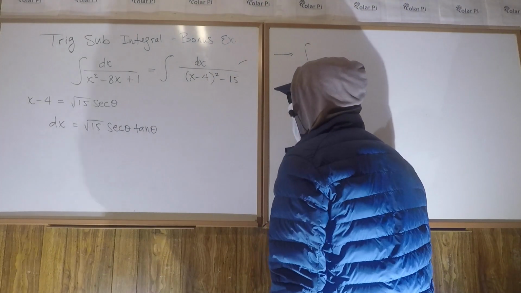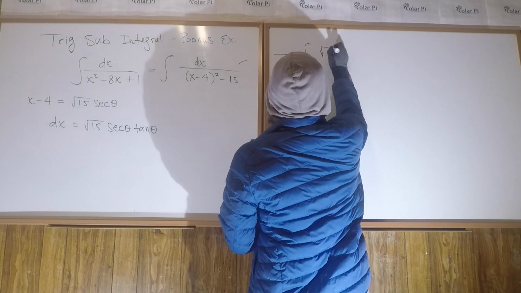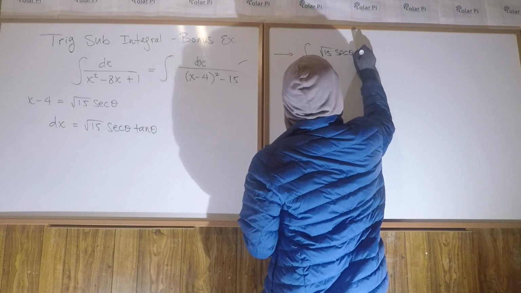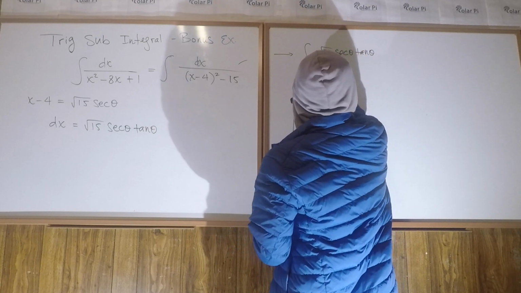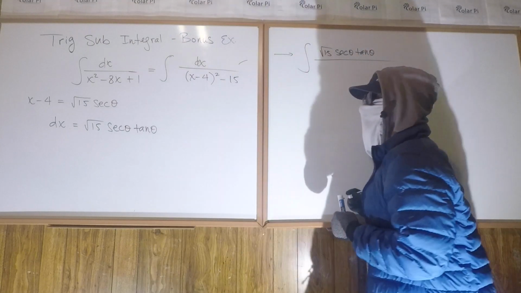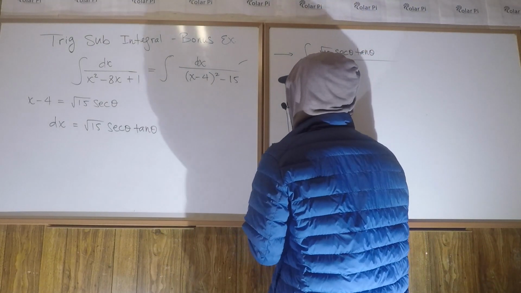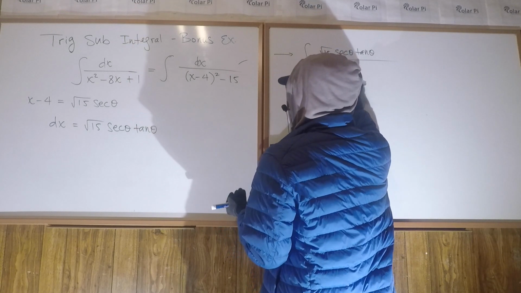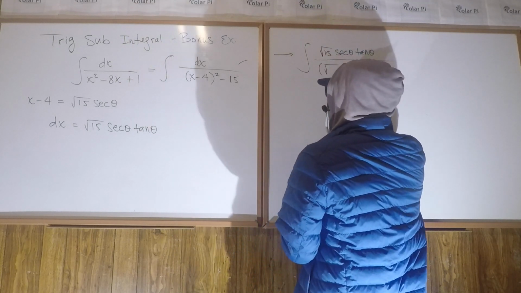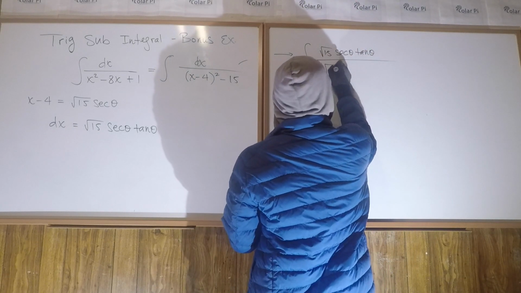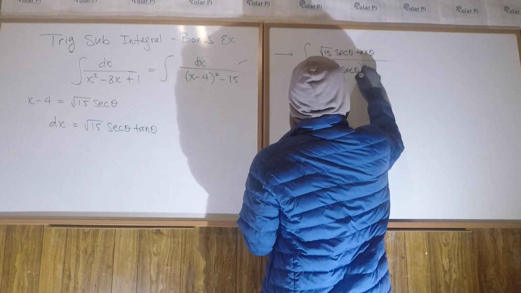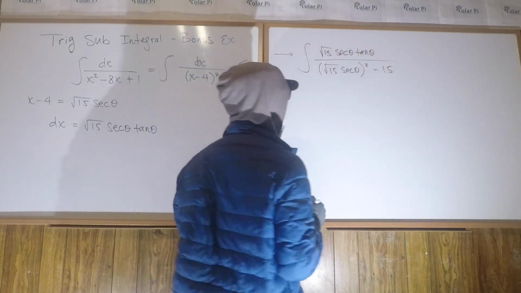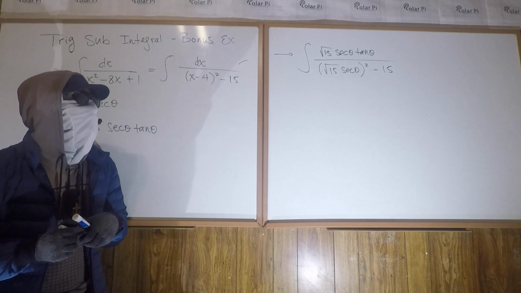Okay. dx is root 15 sec theta tan theta over x minus 4, which is root 15 sec theta. You saw that the denominator is just going to turn into 15 tan theta, but I'll do it. 15 root 15 sec theta, that is x minus 4 squared minus 15. Maybe it's helpful to some of you. For some of you, it's kind of redundant.